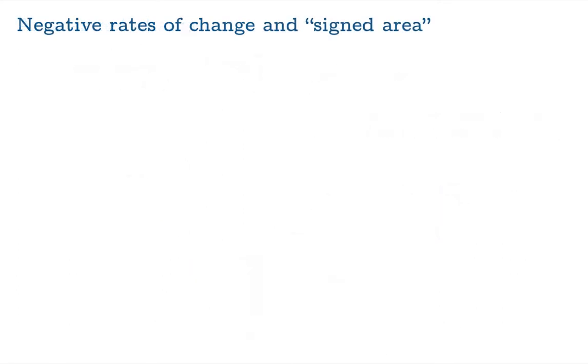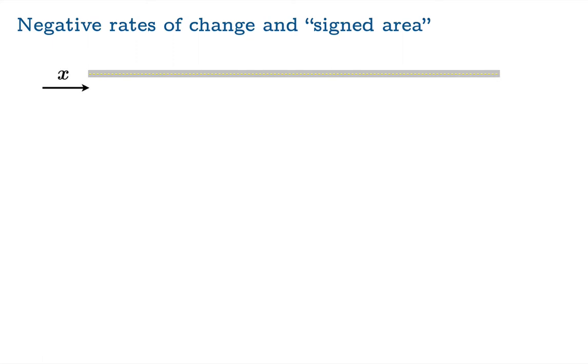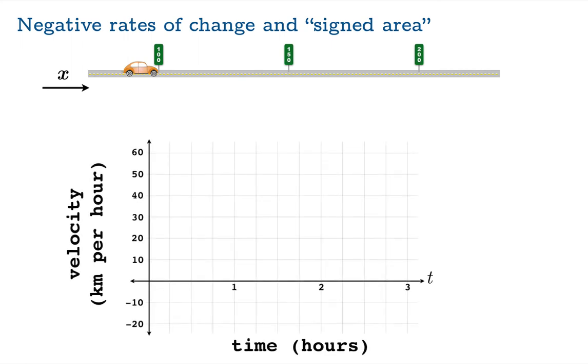Until this point, we've only been looking at rates of change that are positive, but you could have negative rates of change. So how does that change the picture? Well, that's going to lead us to the notion of signed area. Imagine we have a car traveling down the road, and this is the positive x direction, so our mile markers are laid out in the direction of increasing to the right, and you have a car that's traveling along this road. And suppose we were able to plot the velocity in kilometers per hour as a function of time in hours, and say the velocity function looks something like this.